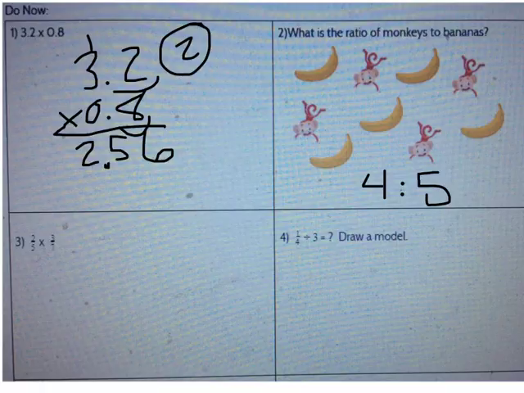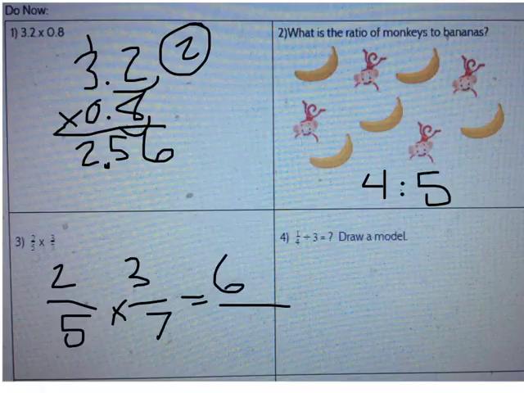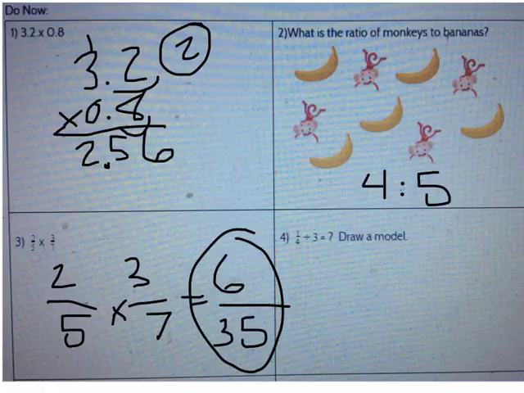Now let's multiply fractions. Remember, when I multiply fractions, I can multiply straight across. What's 2/5 times 3/7? Well, what's 2 times 3? It's 6. What's 5 times 7? It's 35. So the answer is 6/35.